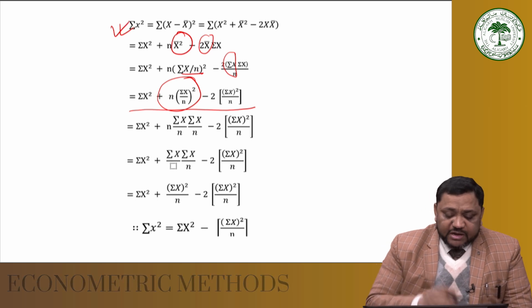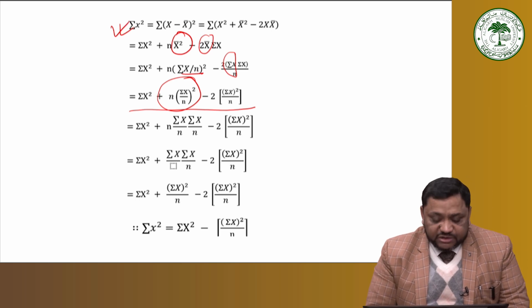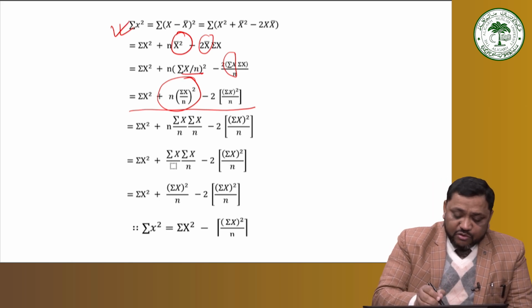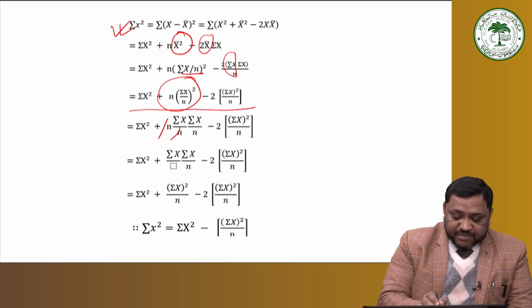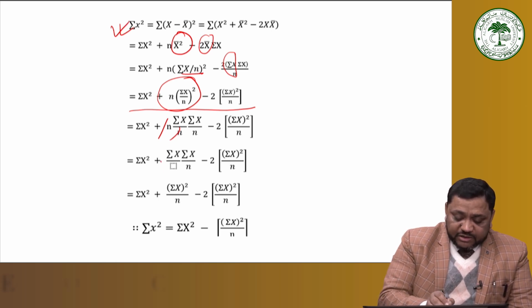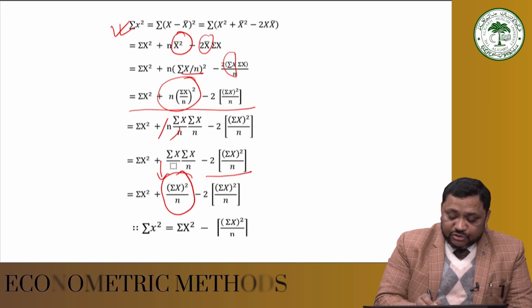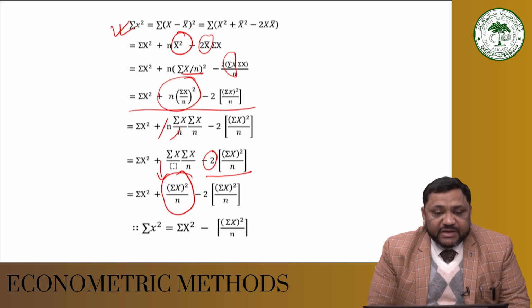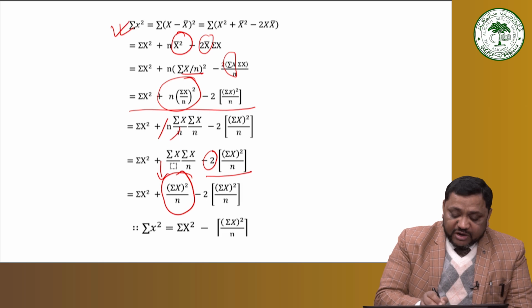So summation x square plus n summation x by n, because it is summation x by n whole square, has a square term, minus 2 summation x square divided by n. Now we cancel n. What is left is summation x square plus summation x multiplied by summation x divided by n, which we can again write as summation x square divided by n. The third term is also summation x square divided by n, and here there is a multiplication by 2.